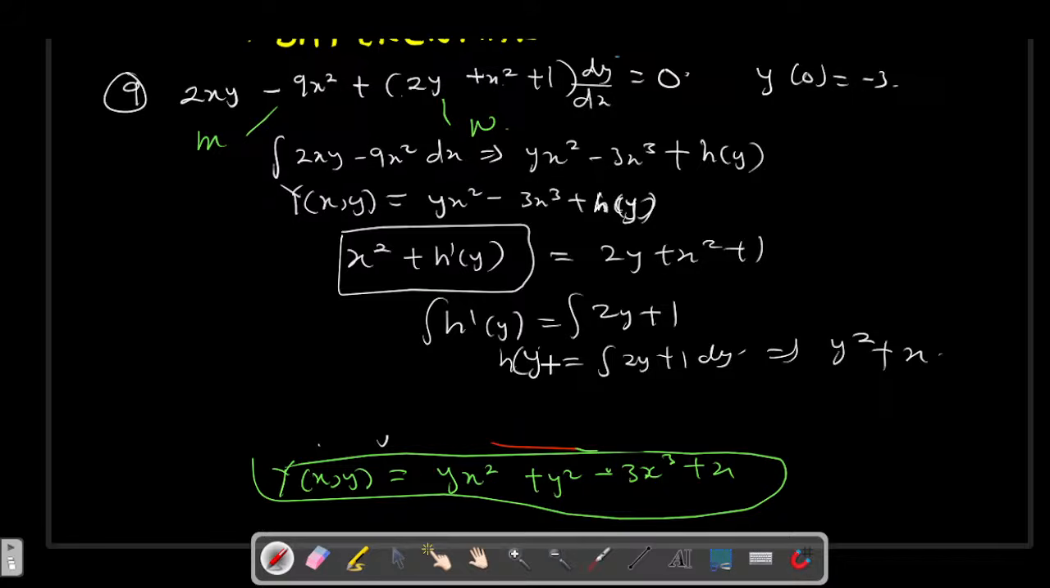So since I found my h of y, what do I do? I simply come back to my main equation and put it there. So now my ψ(x, y) then becomes y x squared minus 3x cubed. Instead of h of y, you replace it with y squared plus y. And that is exactly what we have here. So these are the two methods. This is the shortest method and this is the longest method. And that is all for question number 9.